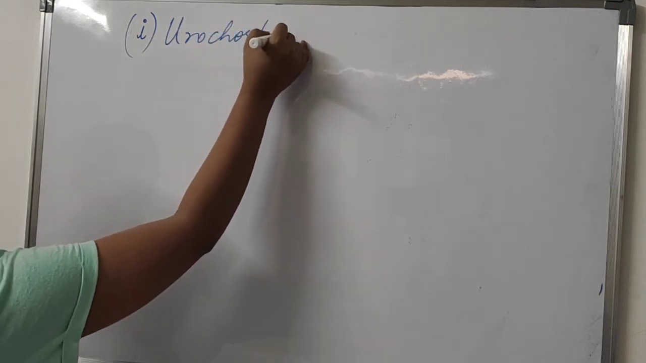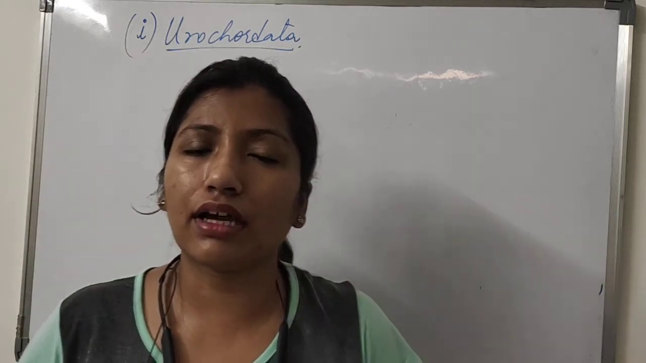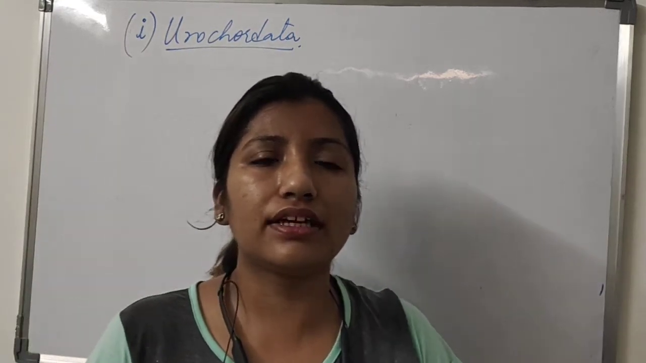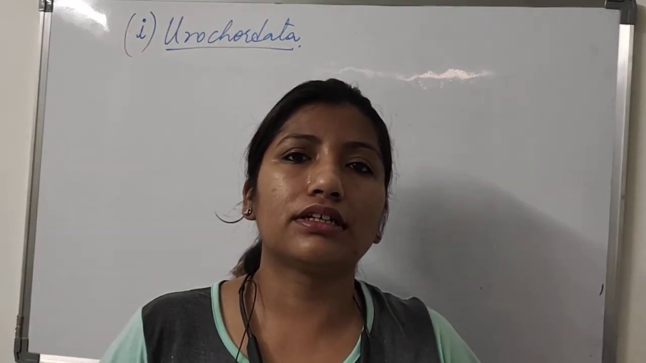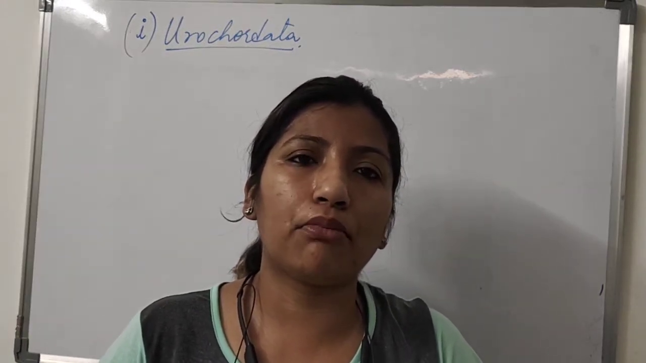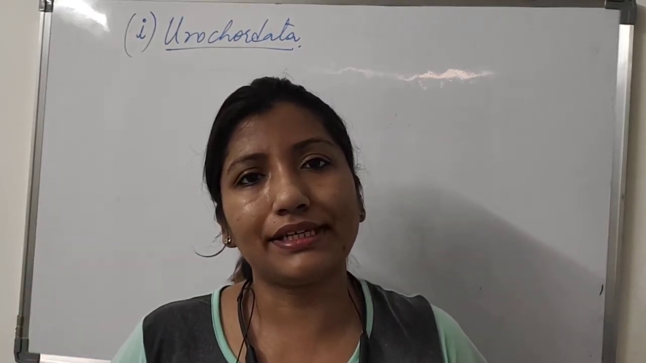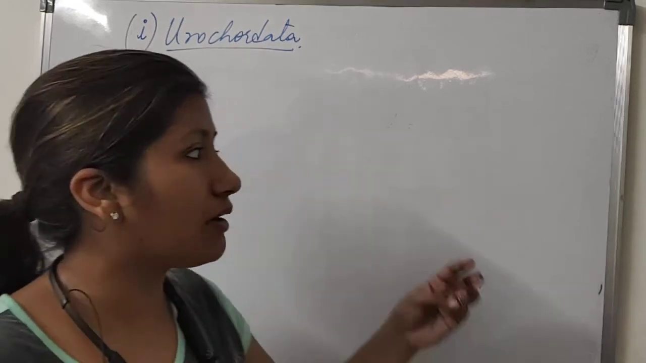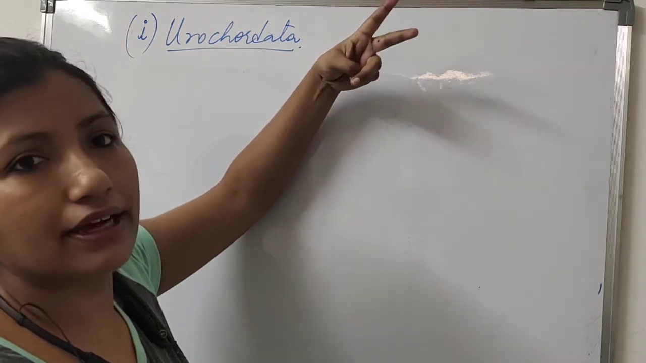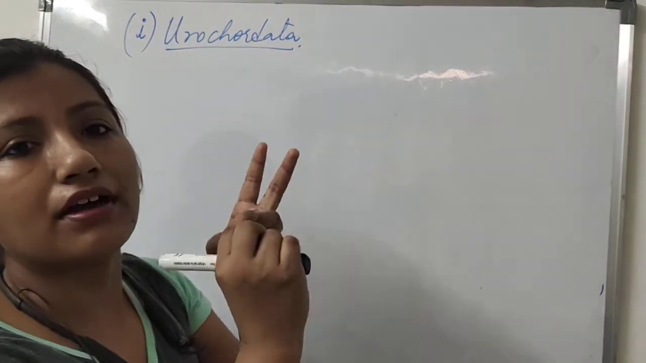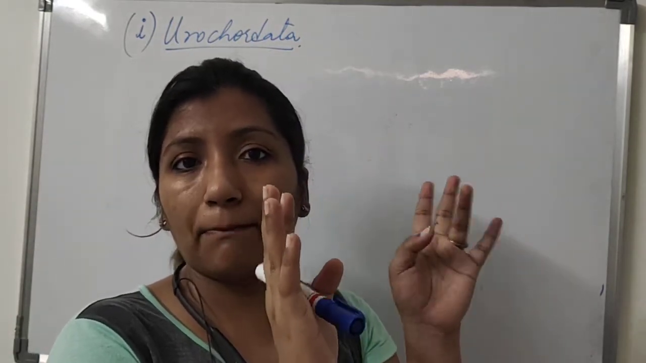Urochordata. So Urochordata and Cephalochordata together are known as Protochordata. Protochordata means they have a backbone, but not as developed as the backbone you see in the vertebrata. We have three subphyla: Urochordata, Cephalochordata, and Vertebrata. Vertebrata are those organisms which have a well-developed backbone.